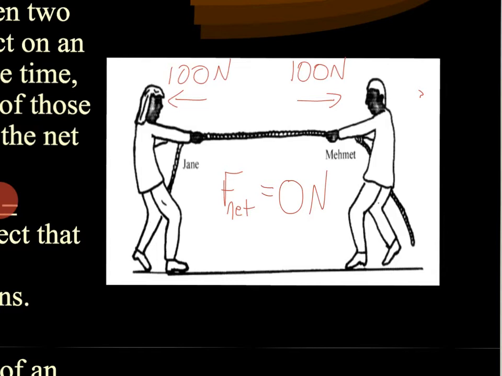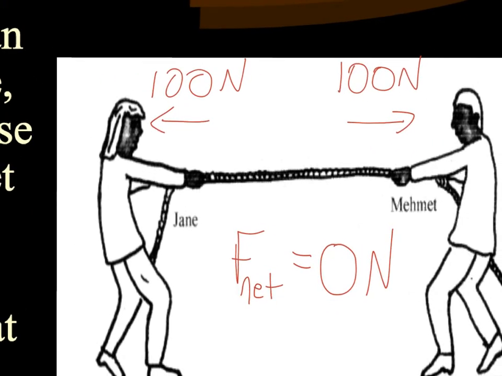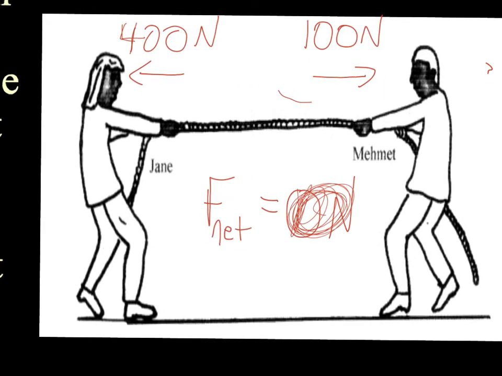Since there is no unbalanced force acting on it, they are not going to be accelerating. They're going to be staying right where they're at, since they have the same force acting on it. And then let's make it simple. Let's say good old Jane, she's been working out. She has 400 newtons of force to Mehmet's 100 newtons of force.